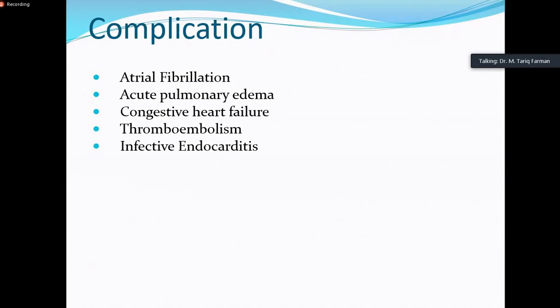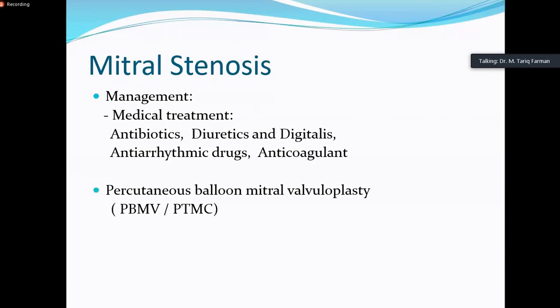If you find a young patient with hemiplegia, stroke, and if you auscultate the patient and there is a diastolic rumble over the apex, then the usual cause is thromboembolism, and the left atrial clot is the culprit in this kind of case. Then again, infective endocarditis is one of the complications of mitral valve disease.